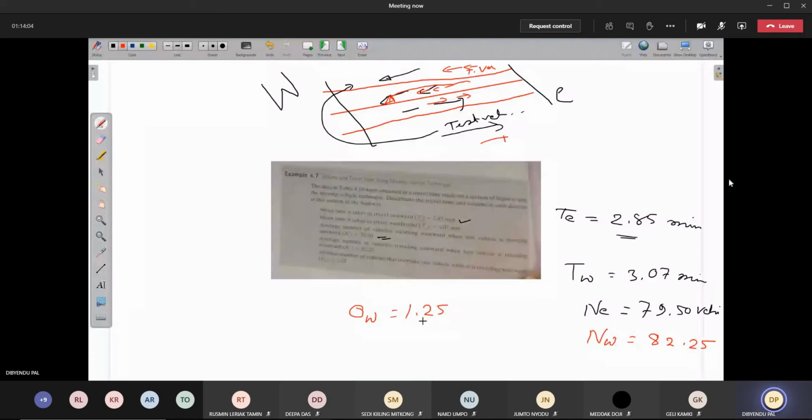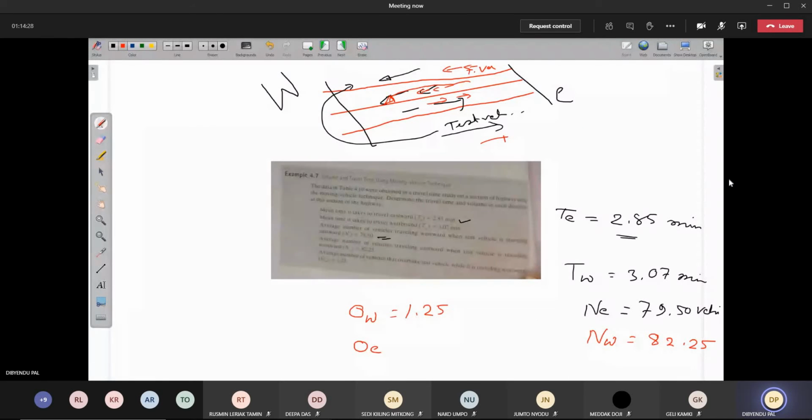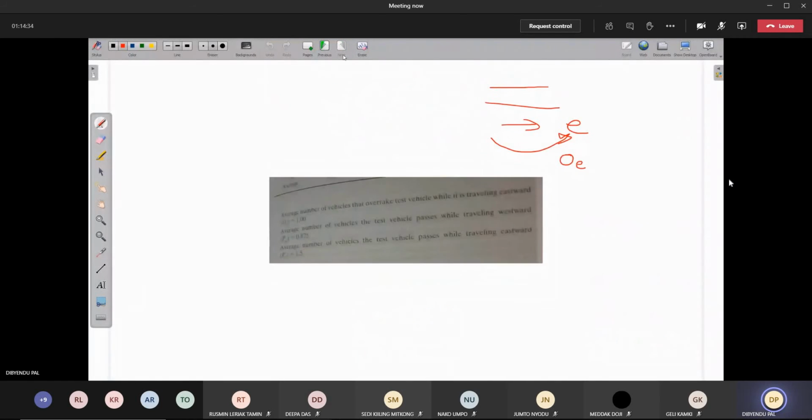Next is given here. Average number of vehicles that overtake the test vehicle while it is traveling eastward. So when the test vehicle was traveling in the east direction, how many vehicles have overtaken? It will be O suffix E, the same thing. And that value is given as 1.00, one vehicle on average. Next, average number of vehicles that the test vehicle passes while traveling westward. So when the test vehicle was in the west direction, how many vehicles are behind the test vehicle?